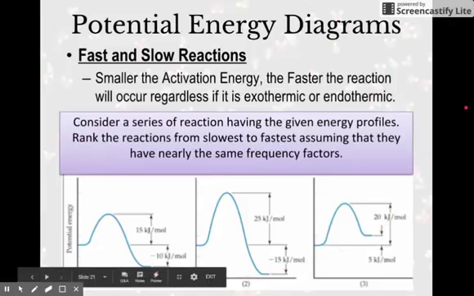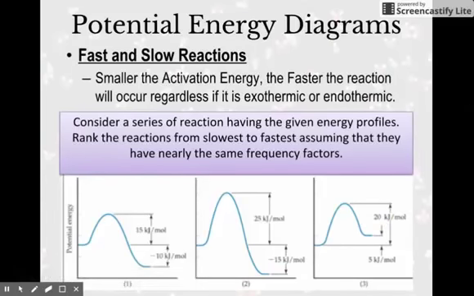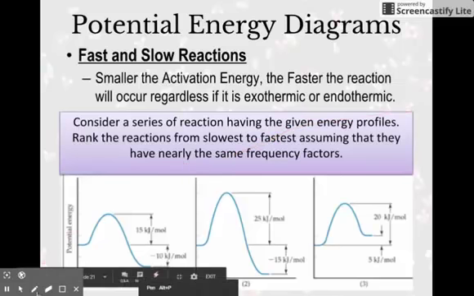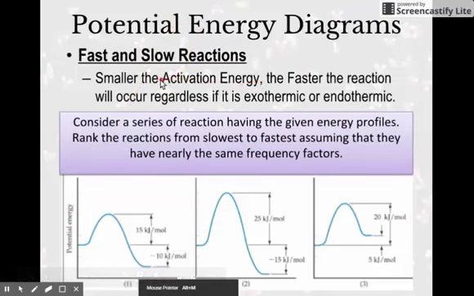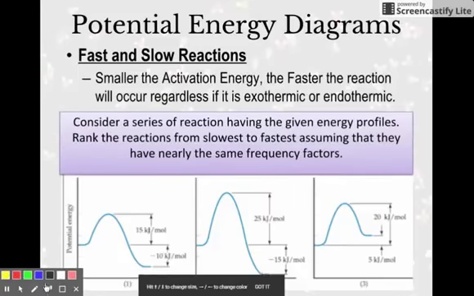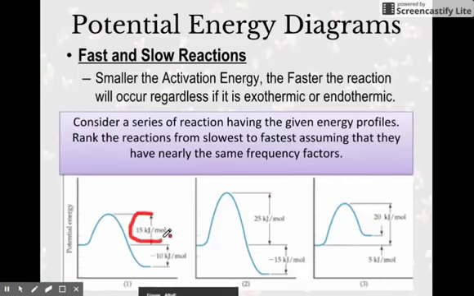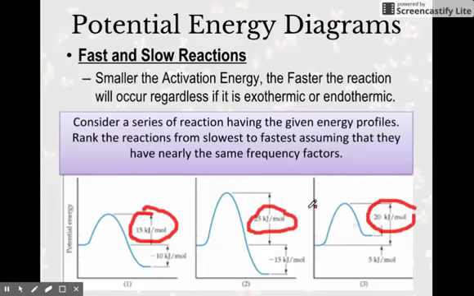So by looking at some of these curves, how do we determine how fast a reaction is going to occur? And so to determine that, we look at how much our activation energy is. So the lower the activation energy, the faster the reaction is going to occur, regardless whether it's endothermic or exothermic. So if we're looking at these three curves or graphs, we have activation energy for our first one here of 15. Our second one has an activation energy of 25, and the third one has an activation energy of 20. So this one's going to be the fastest, number one. This one would be the next fastest, and this one would be the slowest in third place.